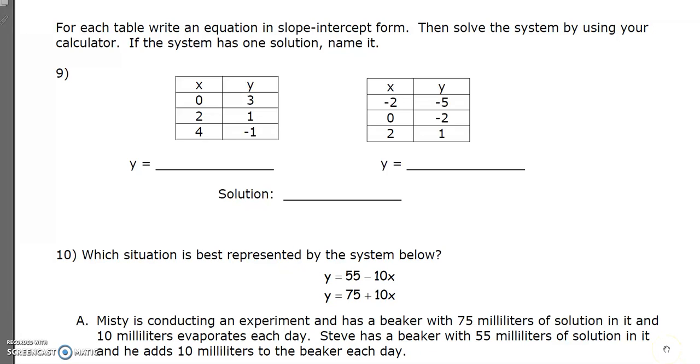Okay, number 9 says, for each table, write an equation in slope-intercept form, then solve the system by using your calculator. If the system has one solution, name it. Okay, so we can write the equation either by hand or we can put it in our calculator. Let's go ahead and just practice the calculator.